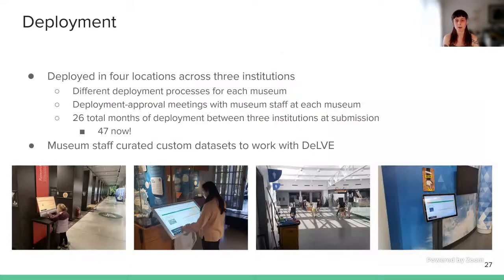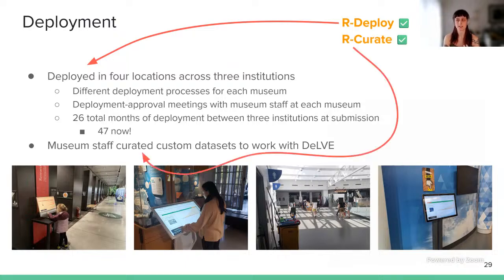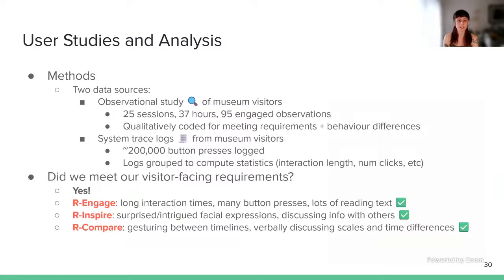As I mentioned earlier, we deployed Delve in 4 locations, and while we had a different process each time, we always had a meeting where we showed off our prototype and got approval to deploy. And this shows success with our deploy. Similarly, we also successfully got museum staff to curate custom data sets for all 4 locations, showing success with our curate. Looking at our user studies, we did both an observational study and an analysis of our system trace logs.